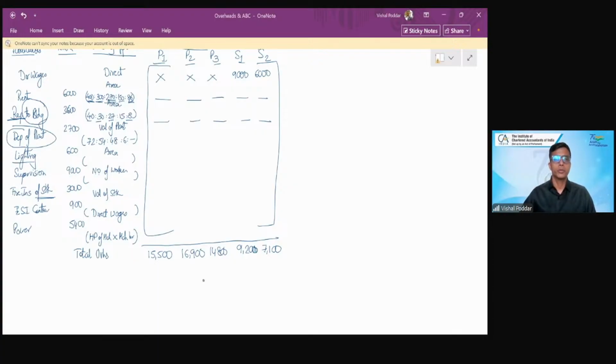Is this clear to all students? Anybody having any questions or doubts in this? Let me know. So this is the first practical part in your overhead chapter, which is the primary distribution. Students, any questions, any doubts?